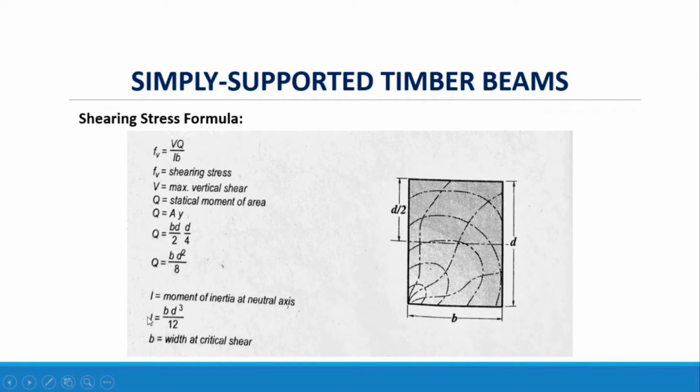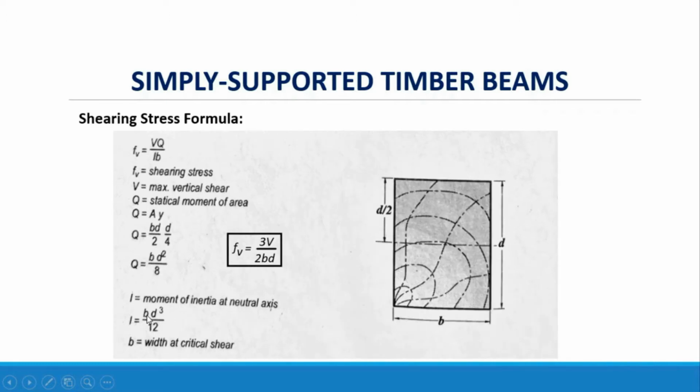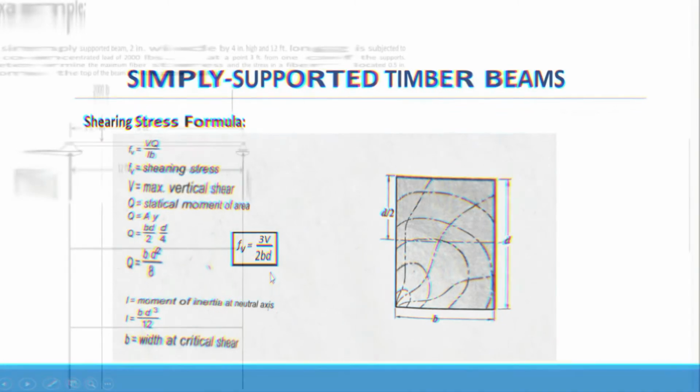And then I is the moment of inertia at the neutral axis, and b is the width at critical shear. You substitute all the formulas into f sub v equal to VQ over Ib, and the shearing stress, or f sub v, is equal to 3V over 2bd.